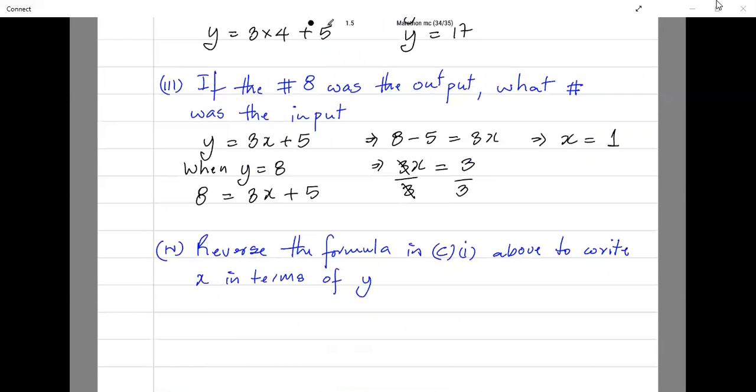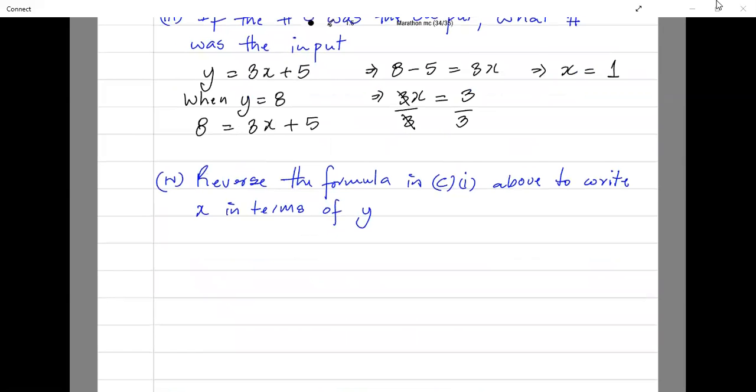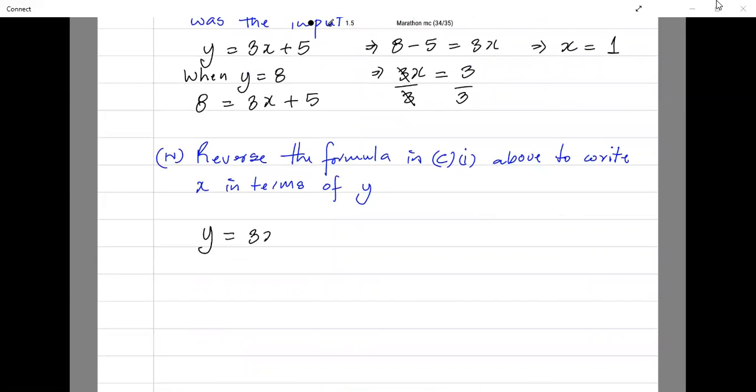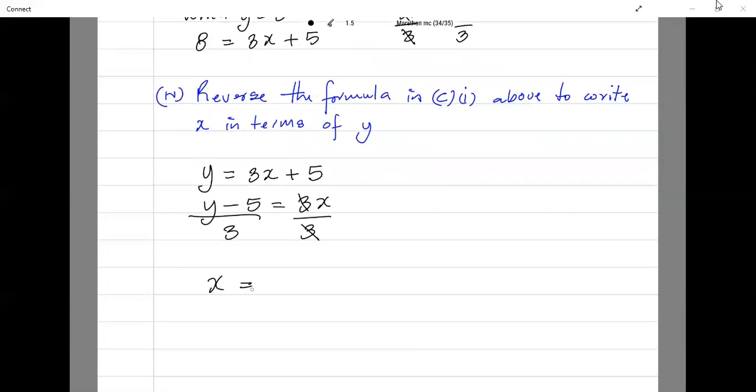Continuing, we're asked to reverse the formula in C(i) above to write x in terms of y. So we started with y in terms of x. y is equal to 3x plus 5. And next we have to make x the subject, which is we're going to write this formula as x in terms of y. So positive 5 goes over and becomes negative. We have y minus 5 is equal to 3x. Then I'm going to divide both sides by 3. And now I get x is equal to (y minus 5) divided by 3. All right, so this is x in terms of y.